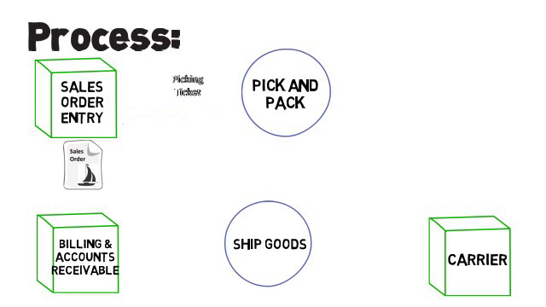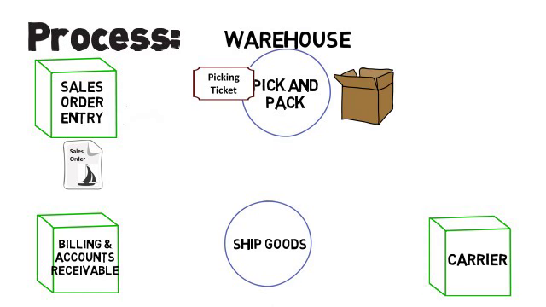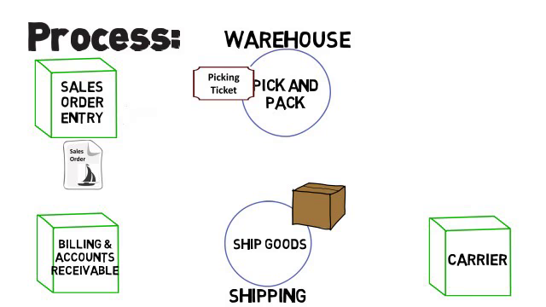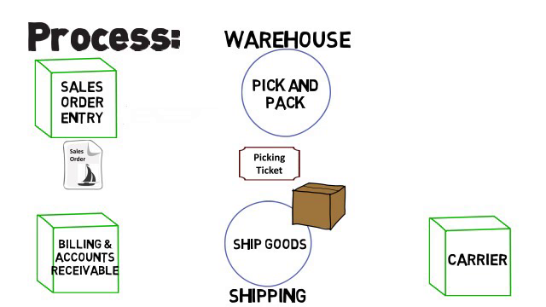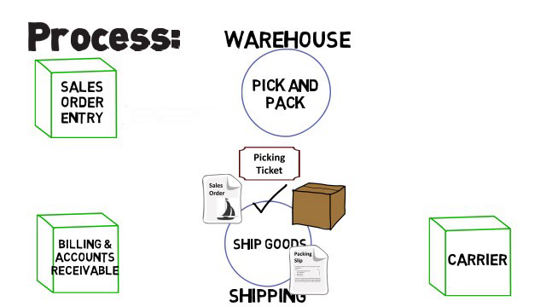So the picking ticket is sent to the warehouse and the goods are picked and packed. The packed goods are sent to shipping, along with the picking ticket and the sales order. These documents are reconciled, and the shipping department creates two copies of the packing slip and bill of lading.